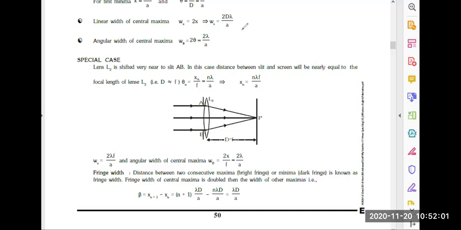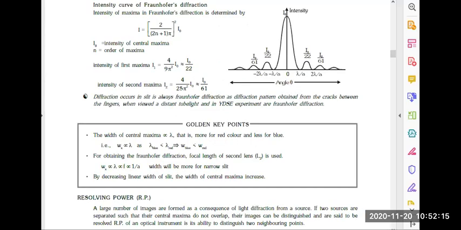Now, when we talk about intensity, what is the meaning of intensity? We know that the intensity of the central fringe is highest. Yes or no? The intensity of the central fringe is highest, and the formula is given by this, right? Anyways, if you don't have to remember, it's fine. You just have to know the pattern. You don't even have to remember the whole formula.